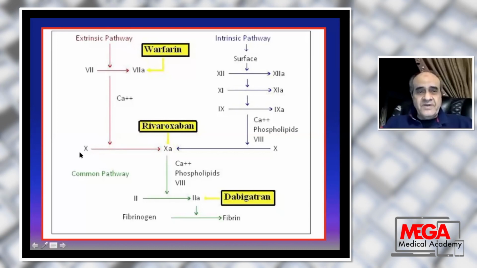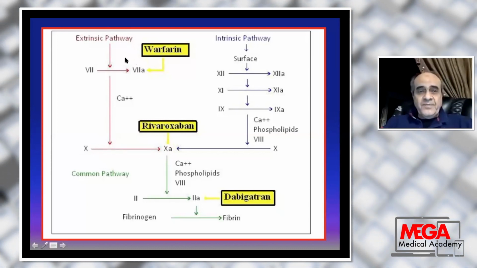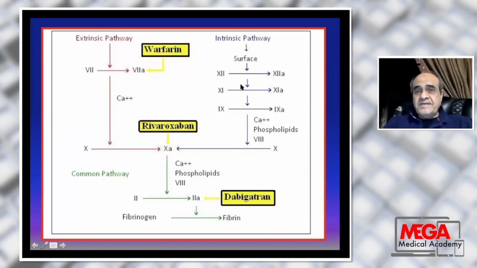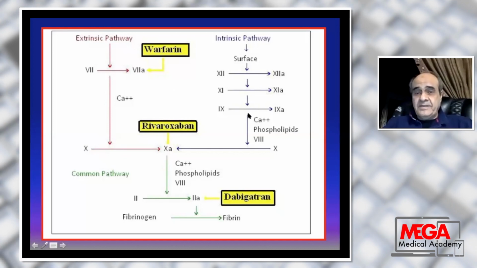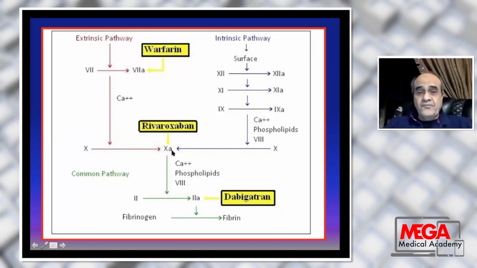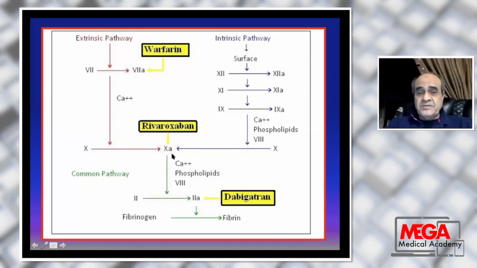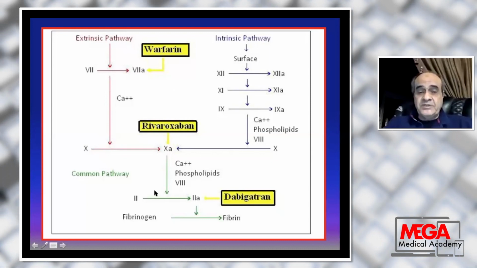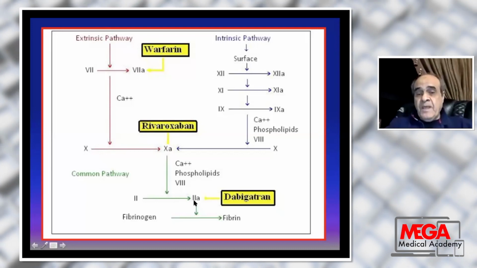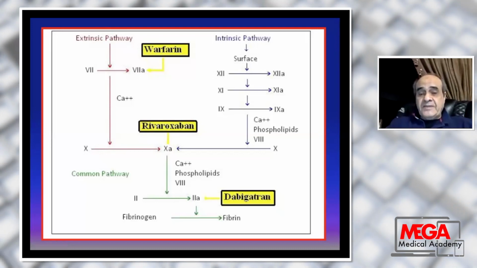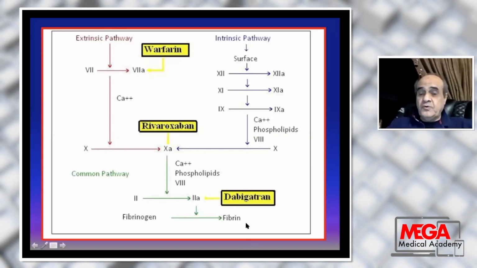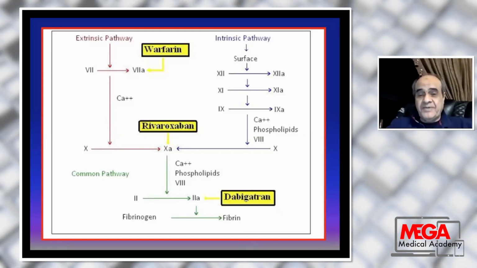As we see, very rapid. Factor 10 will be activated by either the extrinsic pathway through factor 7, or through the intrinsic pathway through factors 11 and 9, in the presence of calcium, phospholipid and factor 8, changing it to active factor 10. Active factor 10, in the presence of calcium, phospholipid and factor 5, will change factor 2, or prothrombin, to active thrombin. Then thrombin will act on fibrinogen and change it to fibrin, and through factor 13 it will be stabilized as a clot and become more firm.